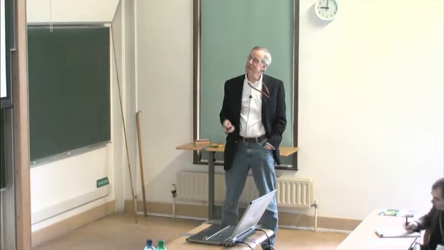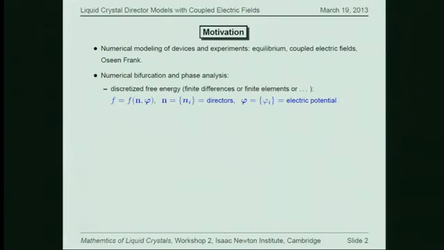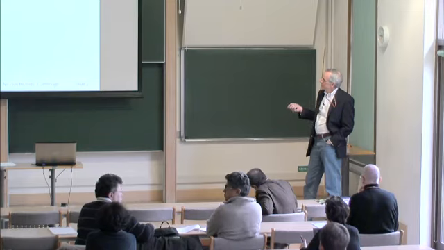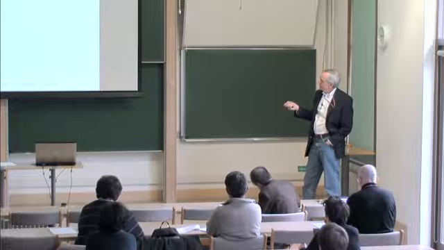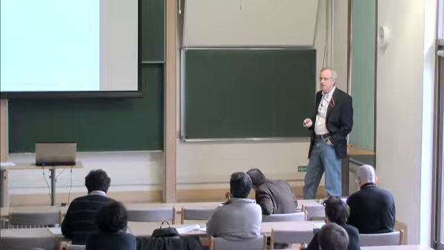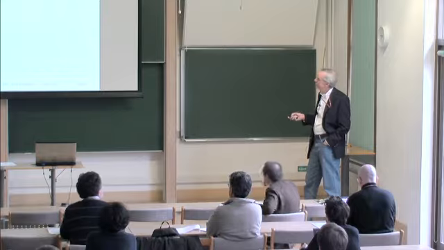phase analysis. We always want to construct some kind of a phase diagram for these systems, see how things change with the parameters. The way I typically approach it is I start with just a direct discretization of the free energy. So F here will come from either some kind of a finite difference or finite element approximation to a free energy, which is an integral functional of the director field and some electric potential. And so then this N contains all the degrees of freedom associated with the director variables, and the phi contains all the degrees of freedom associated with the electric potential on every grid point or mesh point, or however you happen to discretize your system.